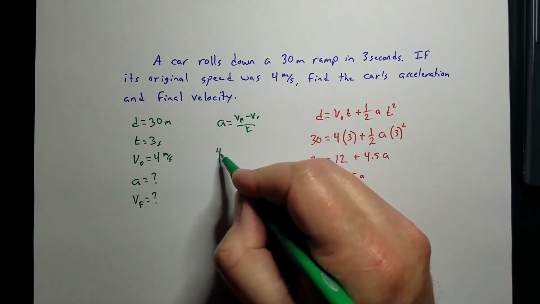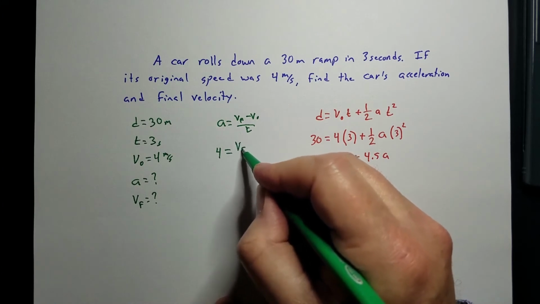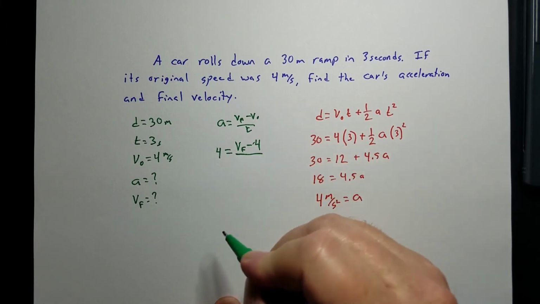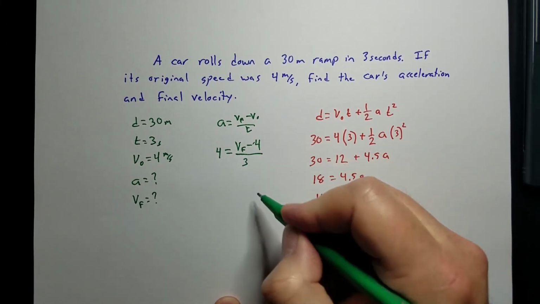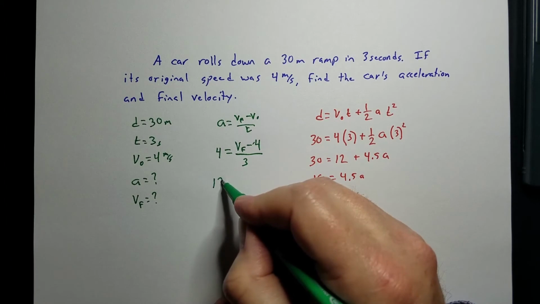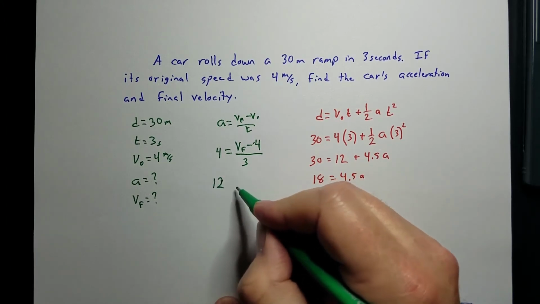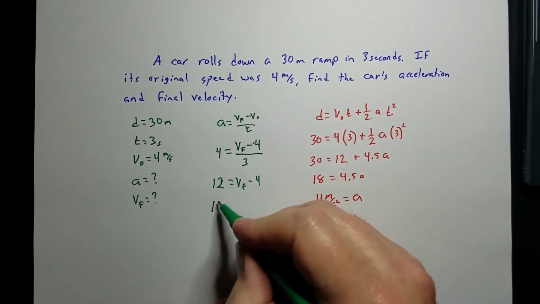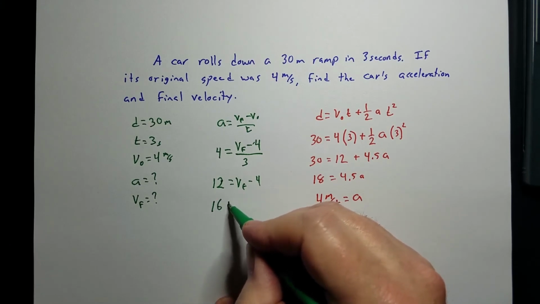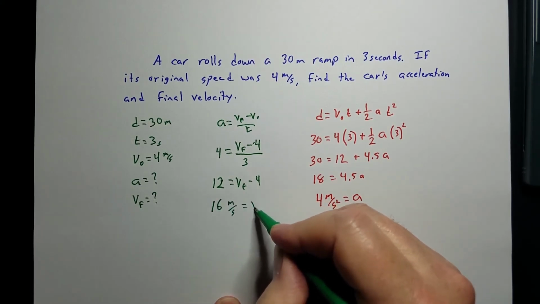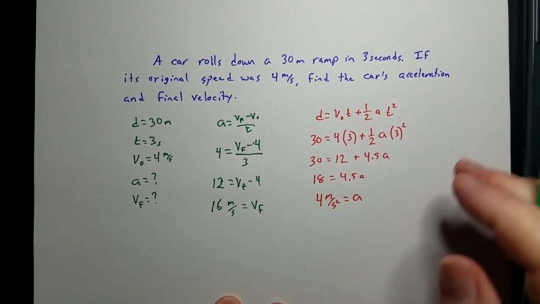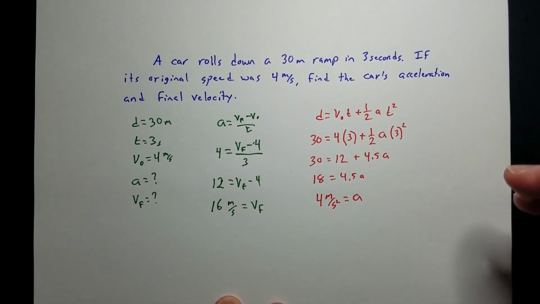So 4, vf we don't know. v0 is 4 meters per second. And time is 3. So that's going to be 12 equals vf minus 4. Add 4 to both sides. We get 16 meters per second is our final velocity for that object. So now we can actually do two calculations from one set of problem.